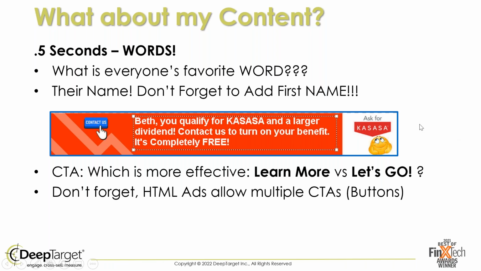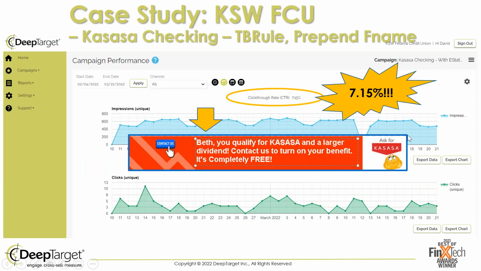So what about this ad that has Beth in front of it? Oh my goodness, KSW Federal Credit Union, with her CASASA checking, targeted by rule, with a prepended first name. Look at that click-through rate, 7.15%. Remember how we said if it's greater than 1%, you're really doing well? How about 7 times, 3 times, 21 times the industry standard? Fantastic results overall. What do you think of that, Jacob?